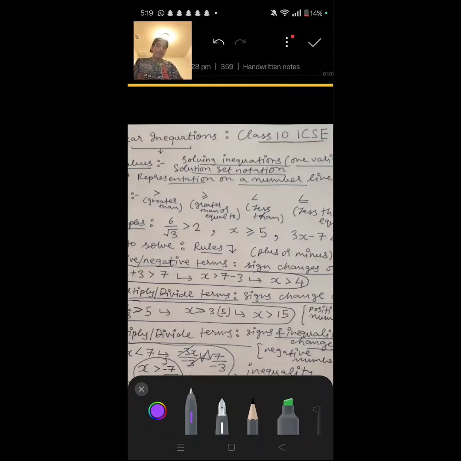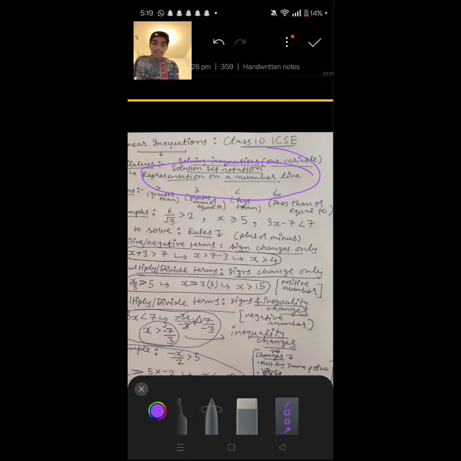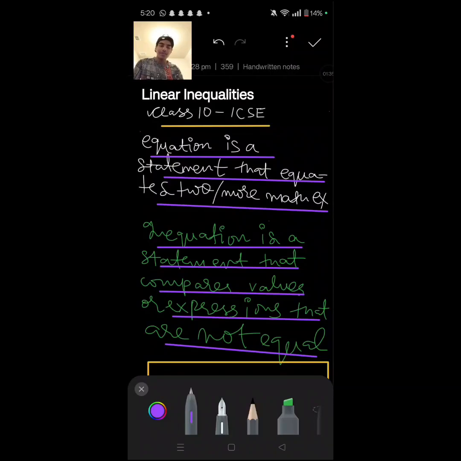Then we'll be learning a little bit about sets, notation set, and replacement set. Then last but not the least, this is the main thing that the board asks: representation on a number line. How to represent any inequality on a number line, that also we will study properly. Okay, so now that you know the syllabus, let us quickly begin with the chapter without wasting any more time. Now, when I say the word inequation, what is the first thing that comes to your mind?